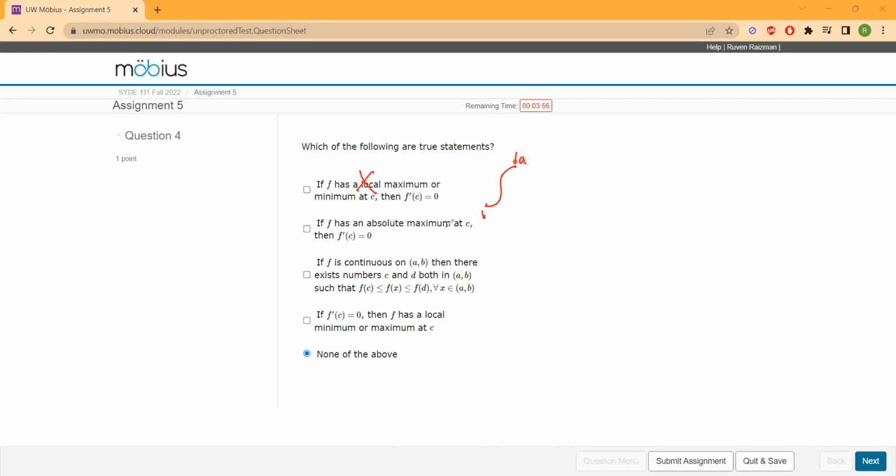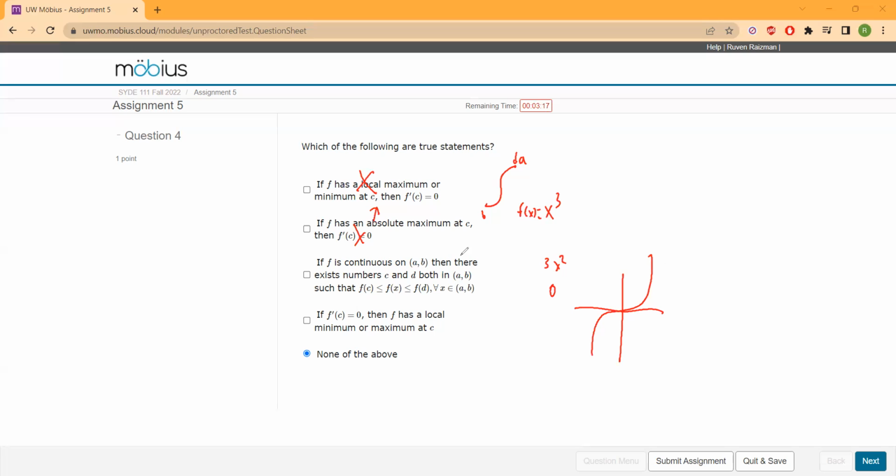Then if f has an absolute maximum at c, then f prime at c is equal to 0. That's not true either, for the same reasons as above. And if you have f prime at 0, it doesn't necessarily mean you have a local min or max. For instance, if we take f of x equals x cubed, then the derivative is equal to 3x squared, so at 0 the derivative is 0. The x cubed function looks something like this, and at 0, even though f prime at c equals 0, it's actually just an inflection point.